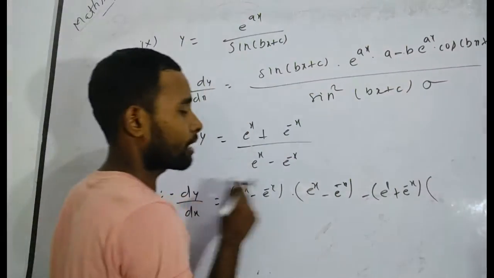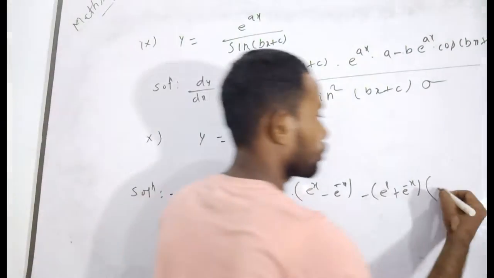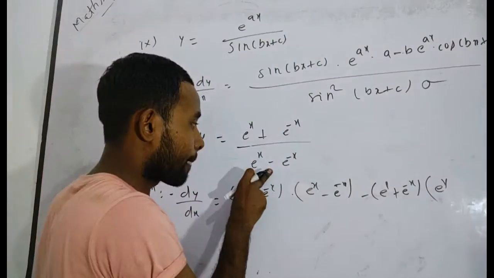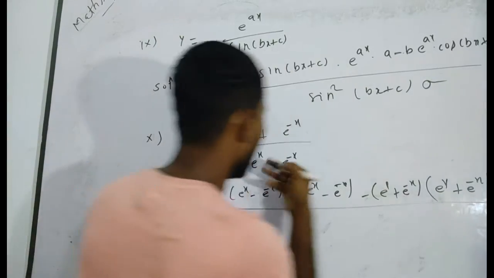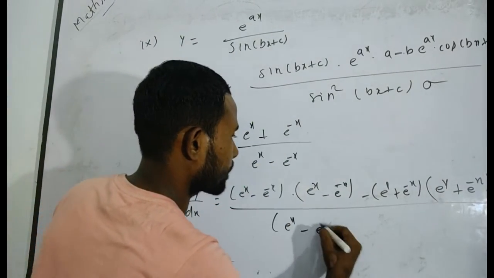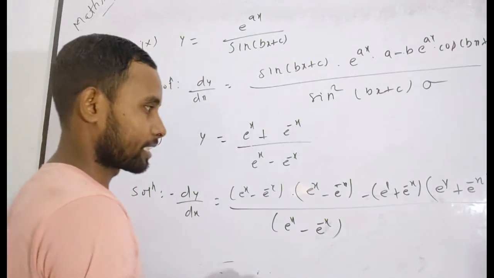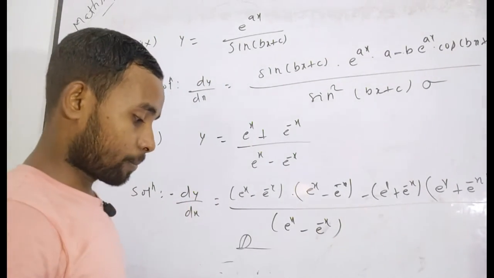You will get this term outer side, and differentiate this term. When you differentiate e to the power x, you will get e to the power x. When you differentiate this term, you will get minus e to the power minus x, minus plus. So it will be e to the power minus x divided by the whole square of the denominator, that means e to the power x minus e to the power minus x. I think you understand. Now you have to simplify. You will get its answer finally. This is your answer. Now you have to simplify.